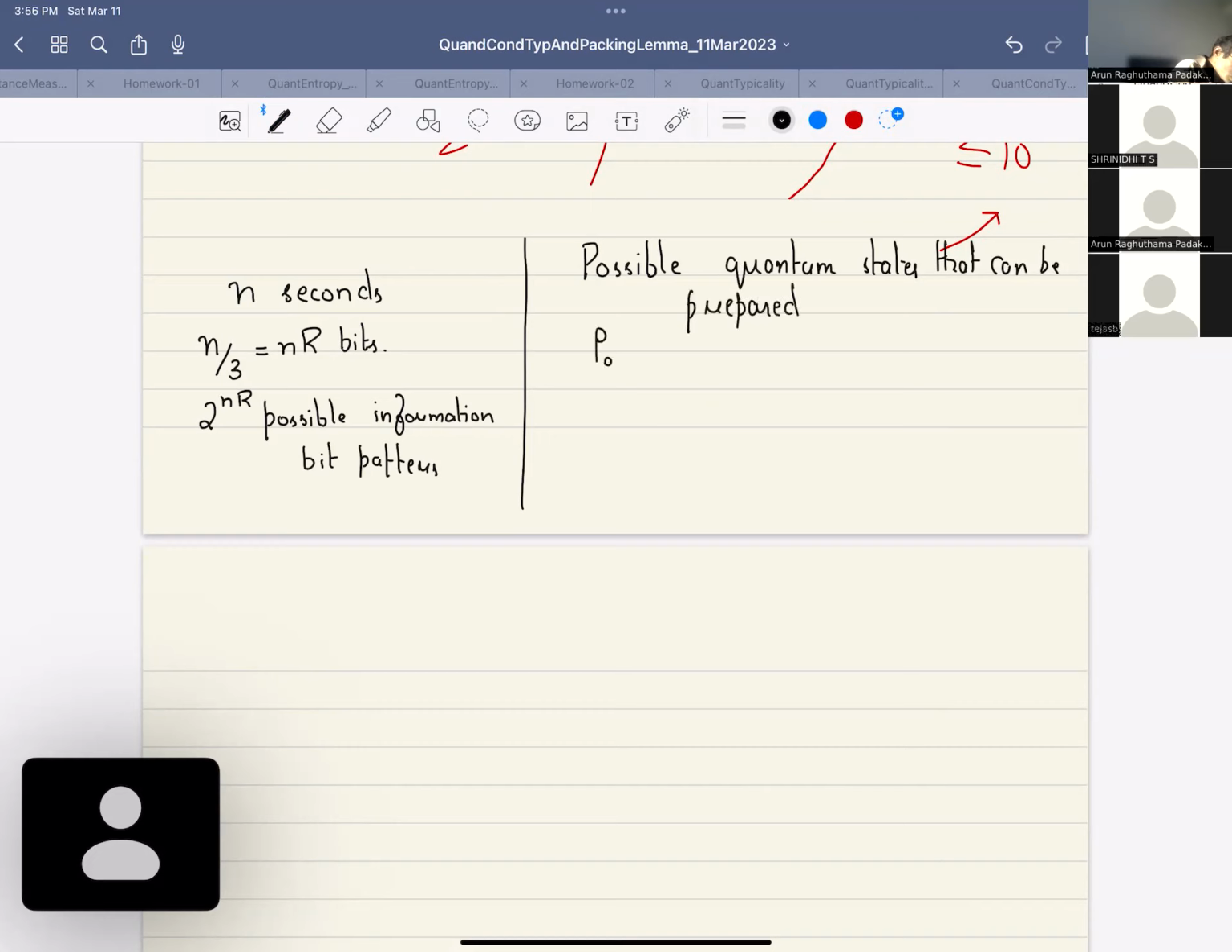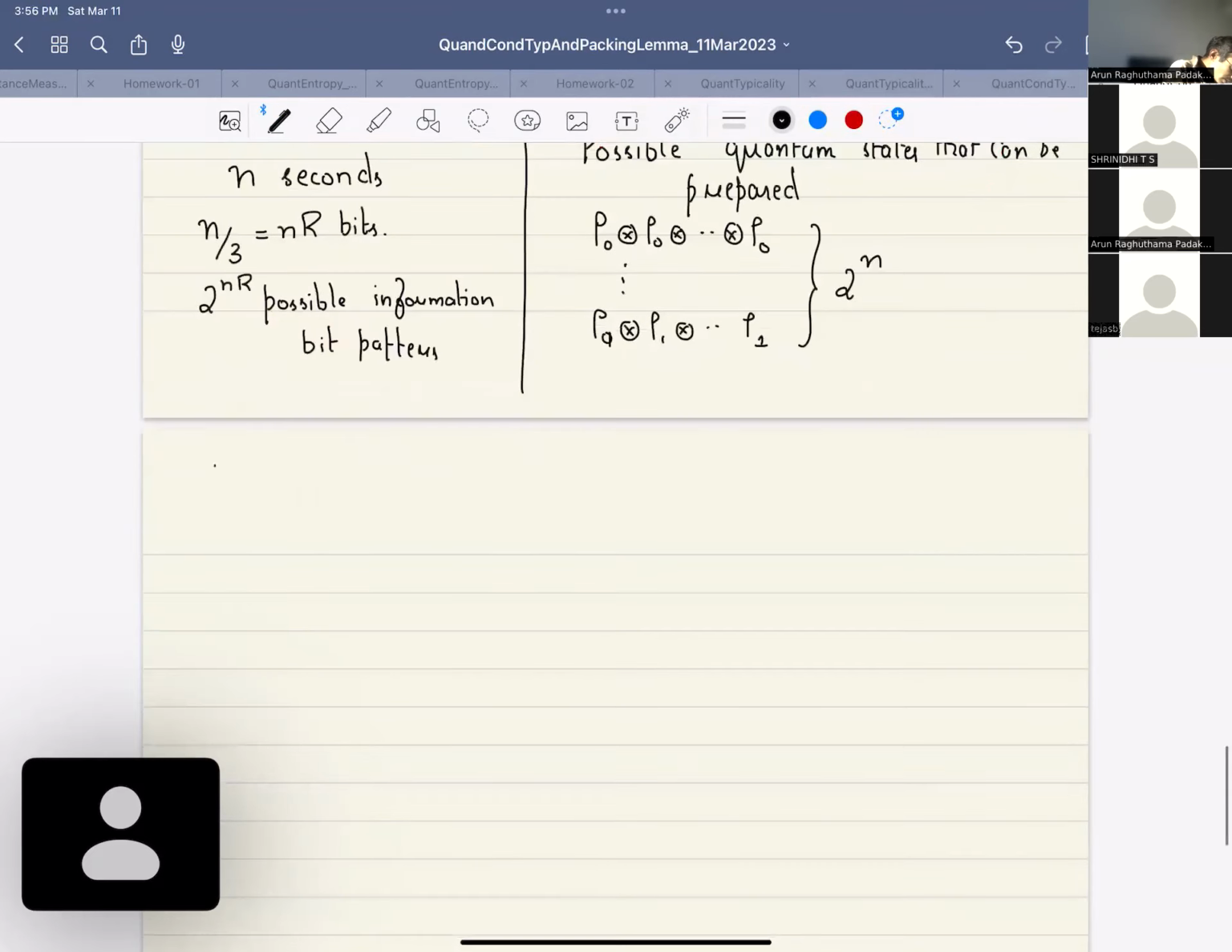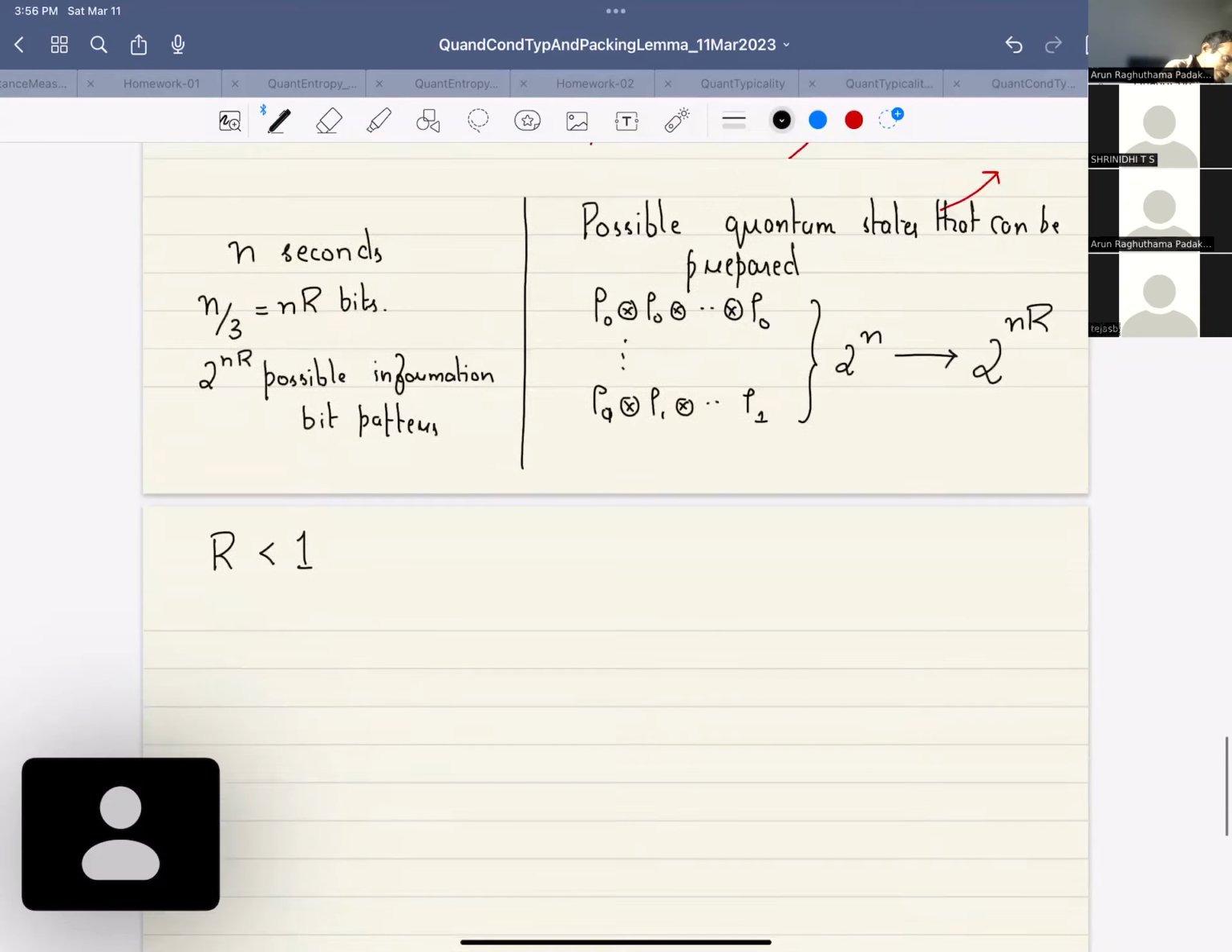Well, it is row 0 tensor row 0 all the way until row 0, row 0, row 1 tensor row 1 tensor all the way until row 1. Right, so this is 2 power n number of possibilities. Now r hopefully is less than 1, and what I should do, out of this collection of 2 power n possibilities, is sieve out a collection of 2 power nr such that they are distinguishable.